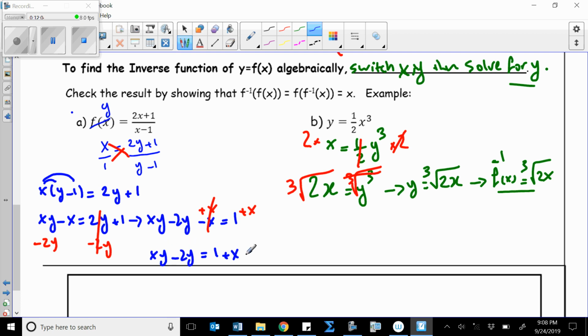How do I get one y here? The best thing is to factor y from these two, because this y is in common between both of these two terms. So I factor the y out. It will be x. So from the first term, if you factor y, you will have only x left, and the second one, x minus 2, is equal to 1 plus x.